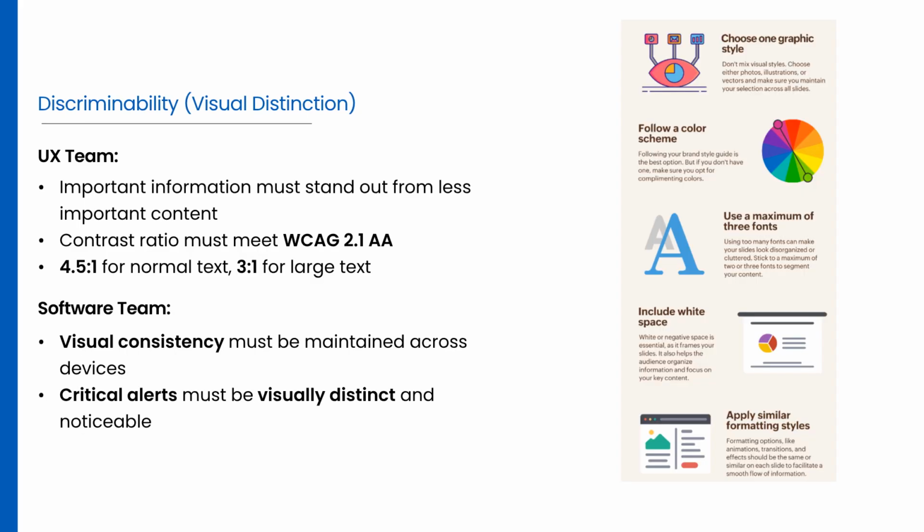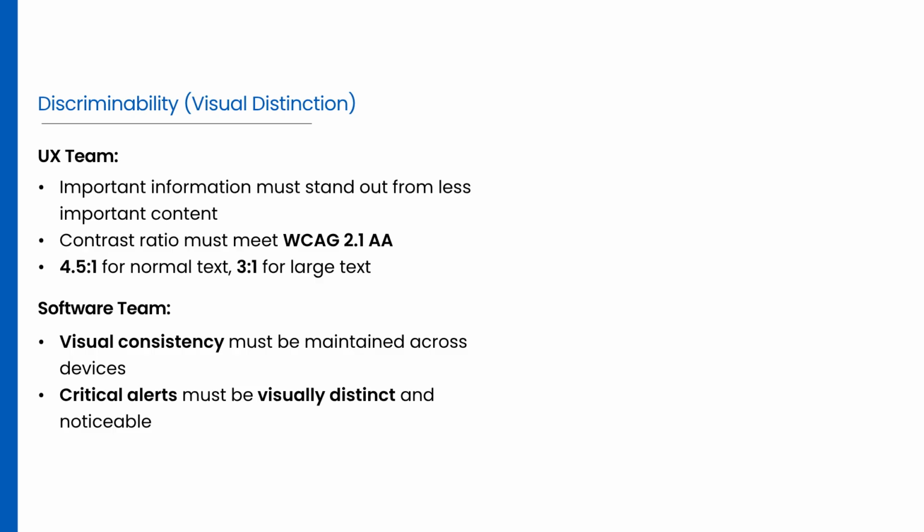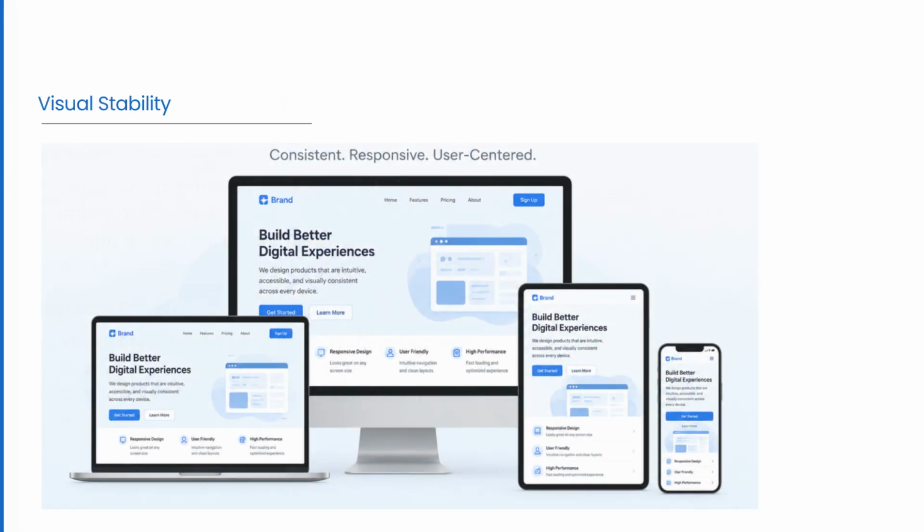The software team must maintain visual consistency across different devices and screen sizes. Critical alerts must be visually distinct and noticeable, such as using clear color changes, icons, or emphasis to ensure users do not miss important information. Let's look at an example in the next slide.